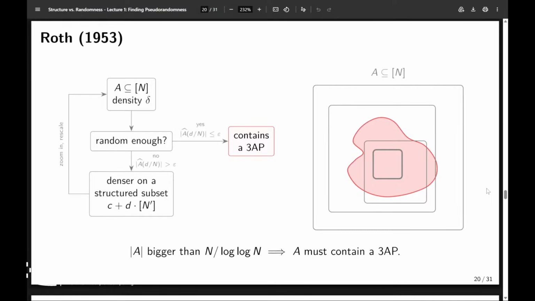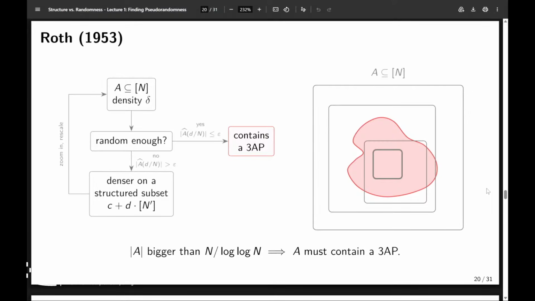Roth introduced this approach simultaneously on this problem and also on the Heilbronn triangle problem a year or so earlier. But yeah, he had this very influential work, essentially introducing this structure versus randomness method, at least in the sense of how it applies to additive and extremal combinatorics. So here's the argument.